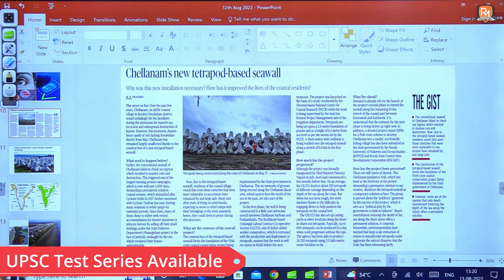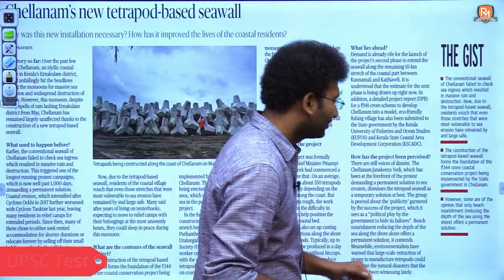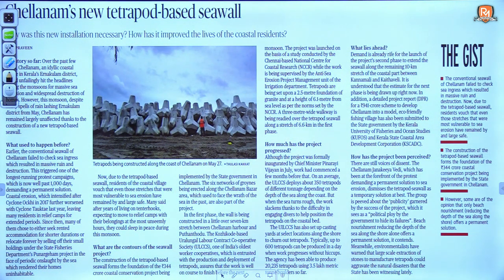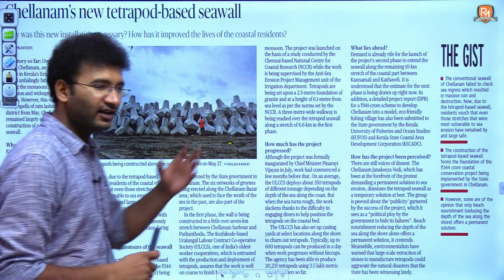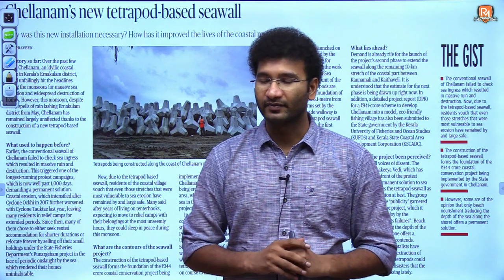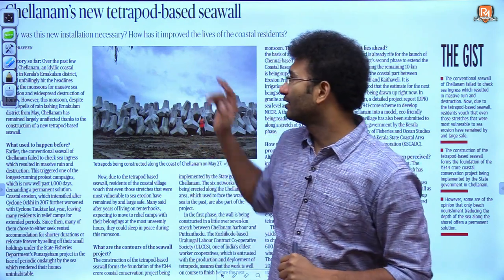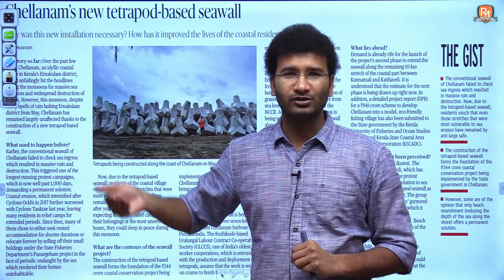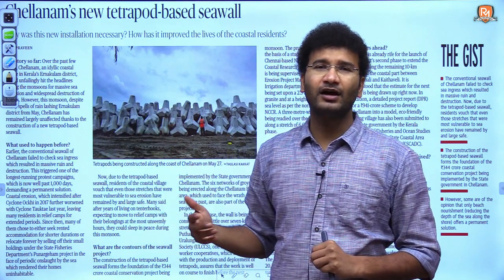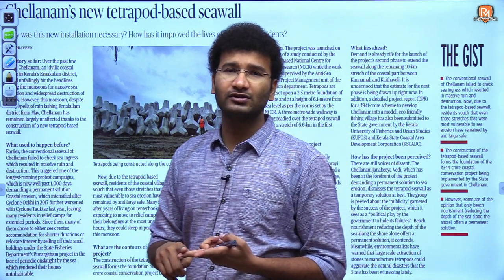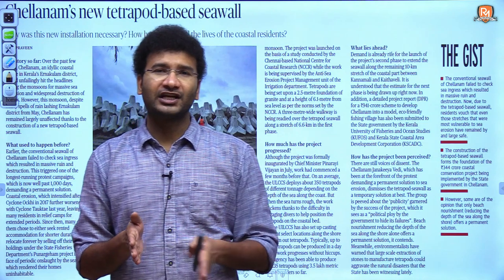Now, our next article talks about Chellanam's new tetrapod based seawall. See, Chellanam is one of the places where coastal erosion happens very often every year, right? Under this particular area, it is generally said that the coastal erosion is very high, so they have come up with a solution. Now, this kind of article can be approached from disaster management also. It can be approached from the geographical point of view also, how to stop the coastal erosion in India.